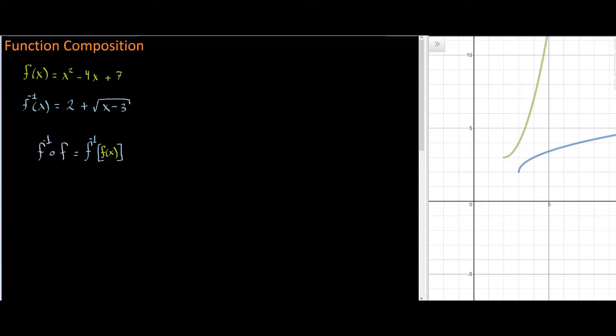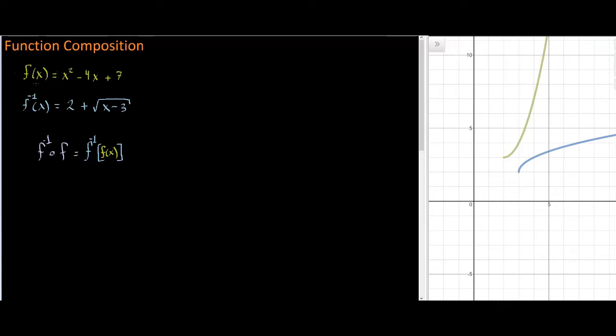Alright, let's get to another case of this function composition. In this case, I have f of x and its inverse. What we're going to do is this operation here: we're going to get f inverse of f of x. And let's see what happens. I just want you to notice a couple of things here.